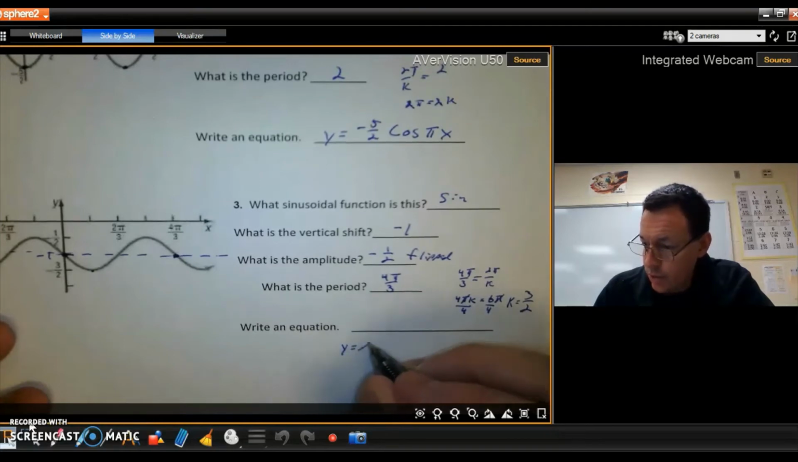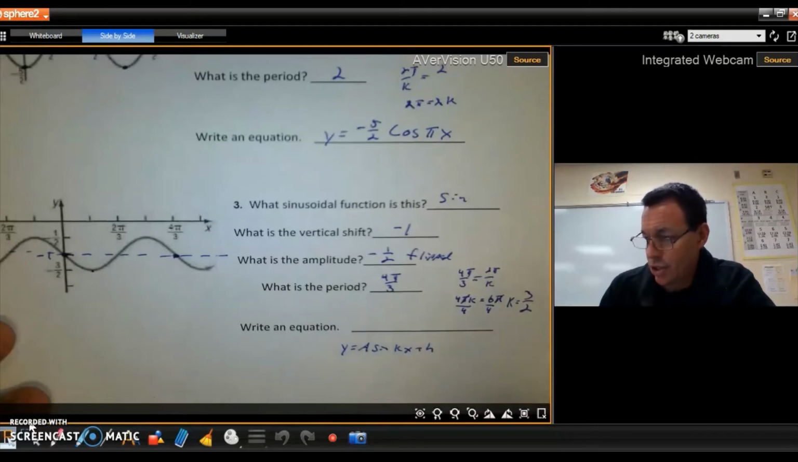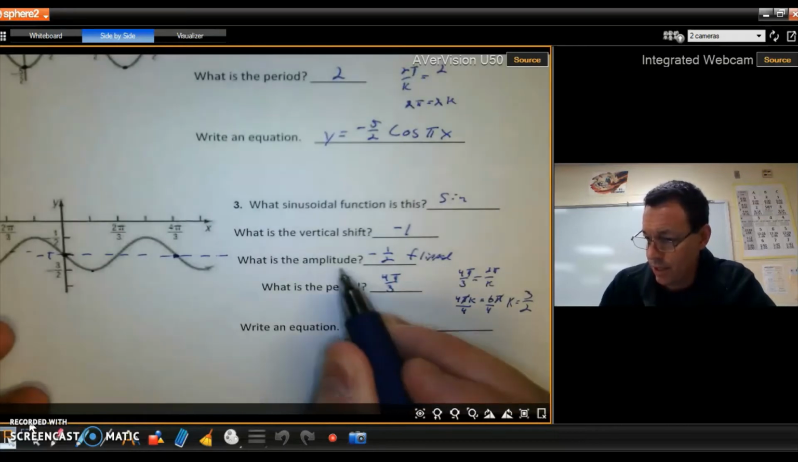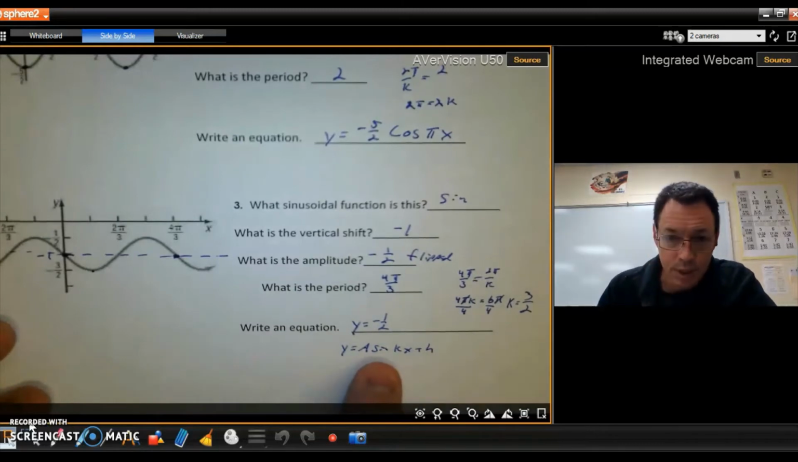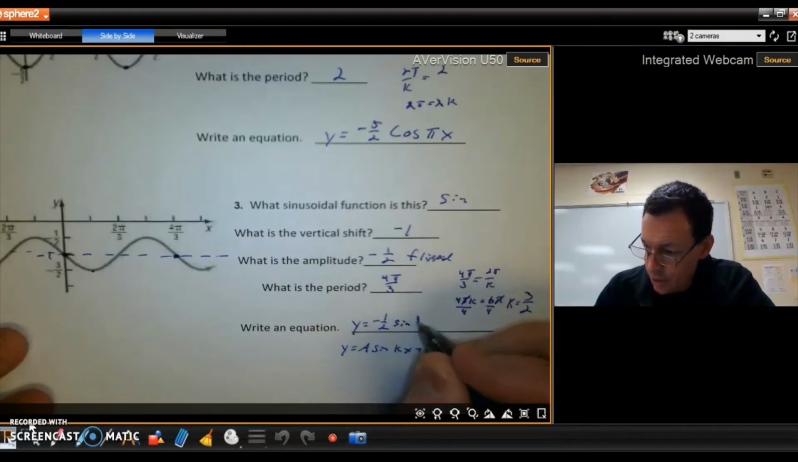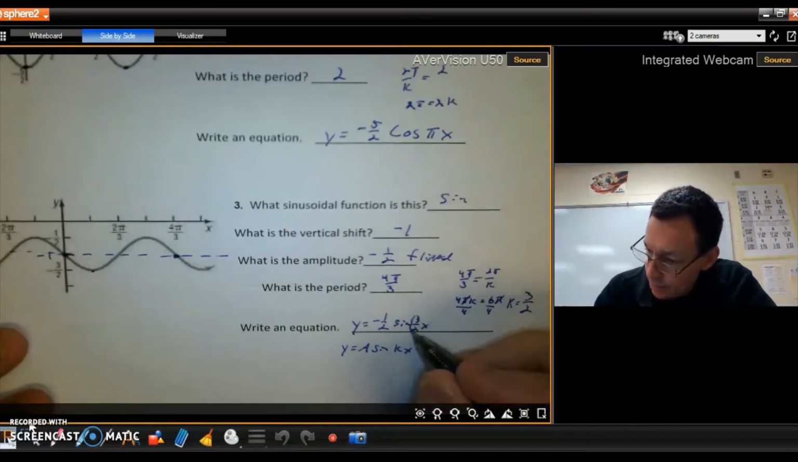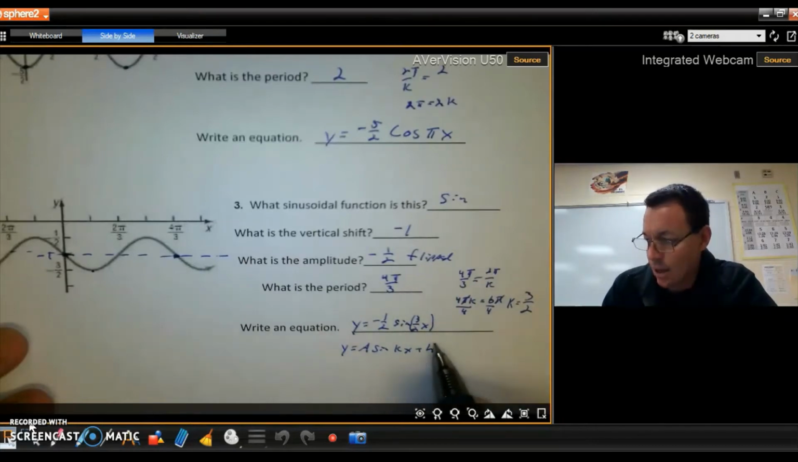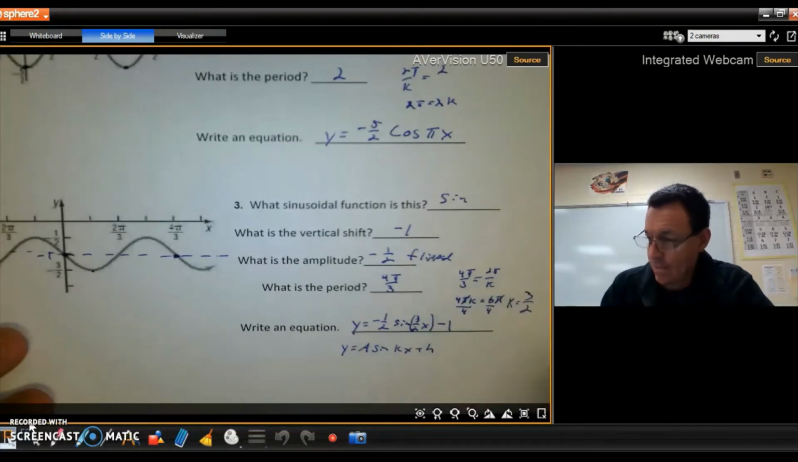All right, so now I'm just going to take a normal equation. So y equals a sine kx plus h, and I'm going to plug these values in that we found. Okay, so the first thing we know we plug in is the amplitude, negative 1/2. Y equals negative 1/2. Then we plug in the function. In this case, it was a sine graph. K, what do we find? 3/2. All right, so we're just going to put a 3/2 in front of the x. I usually put parentheses and close that off because now we're going to put plus something. Well, in this case, we're actually going to put minus something, minus 1. And that's our h value.